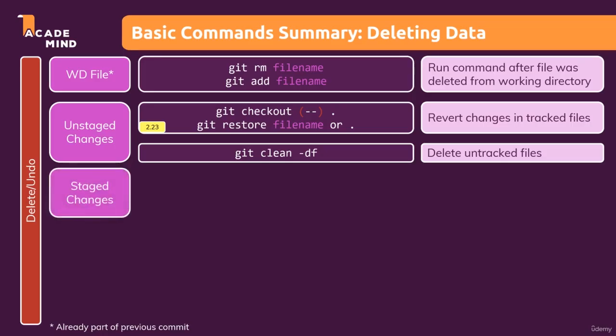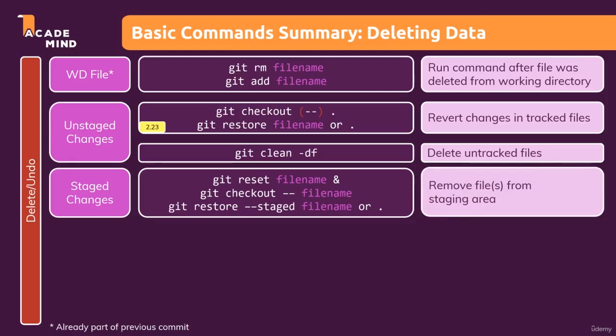We can also undo staged changes. Here we have different options again: either git reset and then the corresponding file name, and afterwards we can checkout the file with the corresponding file name, or since git 2.2.3, we can use the restore command to undo staged changes either for a single file or for multiple files. This will remove the files from the staging area then.